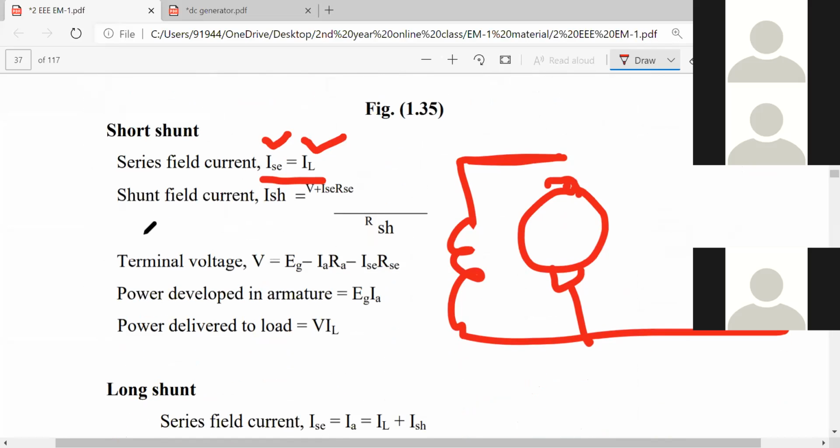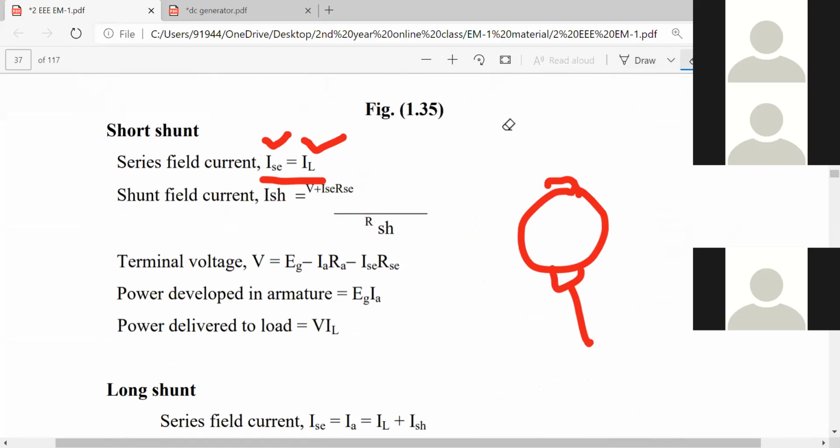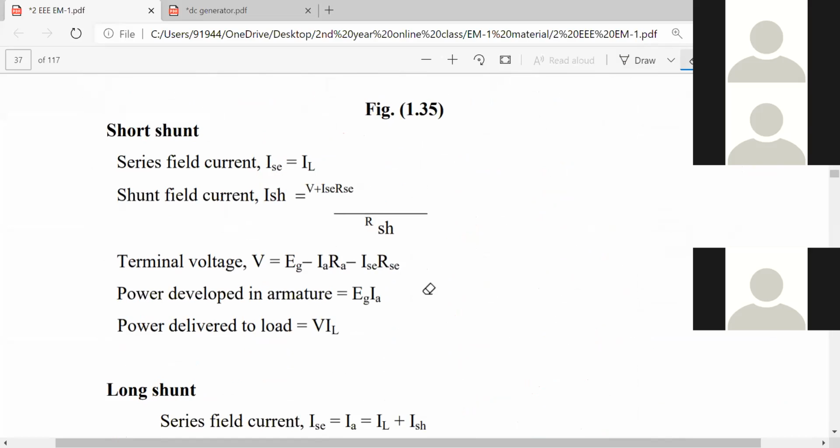Shunt field current means ISH. Shunt field current ISH equals V plus IARE, the series drop, divided by RSH.